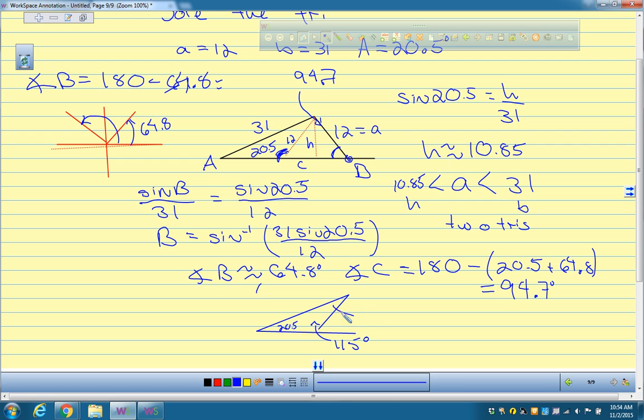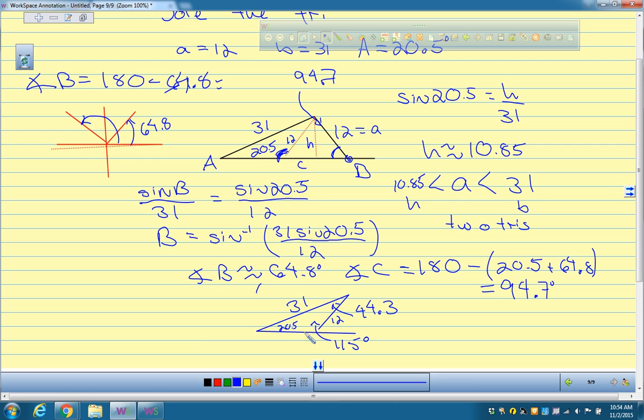And you know that this is 20.5, right? And you know that this angle, you just subtract these two from 180, and you get this little angle up at the top. Well, it's not that little, but it comes out to be 44.3 degrees, okay? And then you know that this is 31 still, right? This doesn't change. And this is 12 still, right?